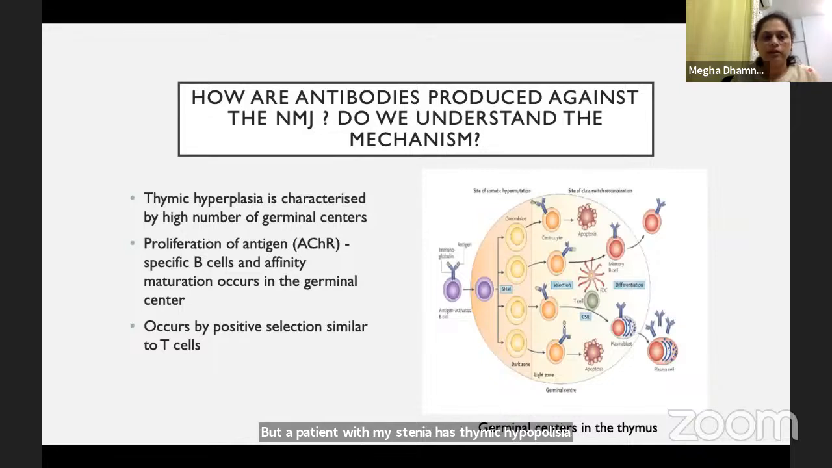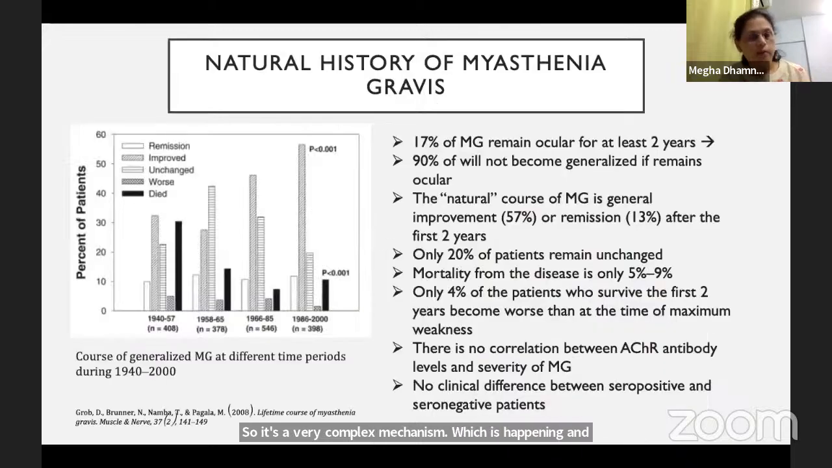And it is here where the proliferation of antigen-specific B cells and affinity maturation occurs, and the mechanism is similar to what happens with the T cells. So antigen-specific B cells are produced here, and these are the ones which are causing acetylcholine receptor antibodies. So it's a very complex mechanism which is happening, and that's where the role of thymus is there in myasthenia gravis.